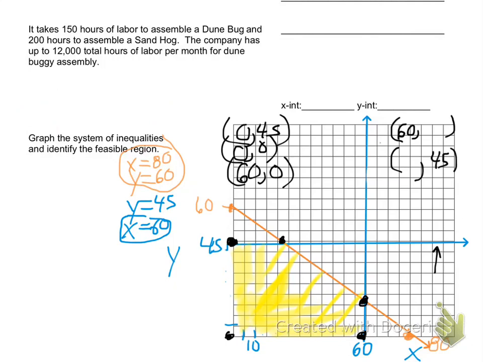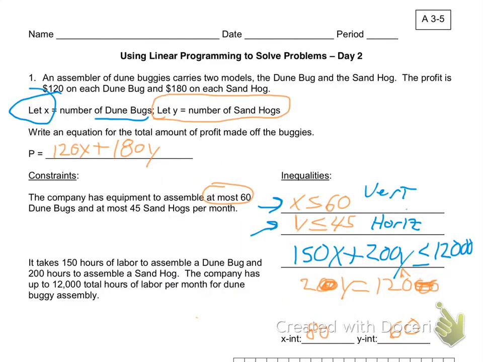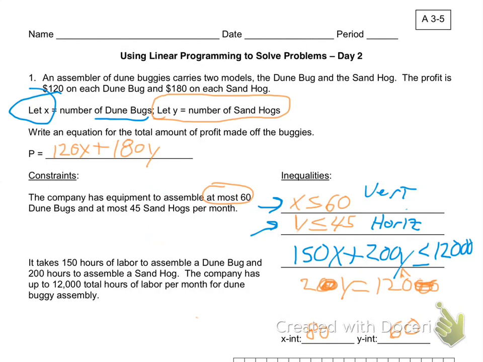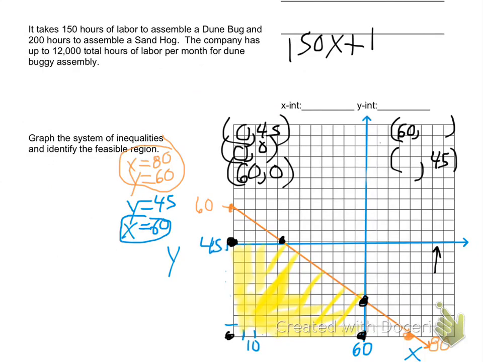So let's go back. I've already forgotten what that equation is. Let's go over to this one. It's 150x and 200y, 12,000. Okay. So let me see if I can write that up here. Should have maybe put this all on one screen. We have 150x plus 200y, and it has to be less than or equal to 12,000, right?